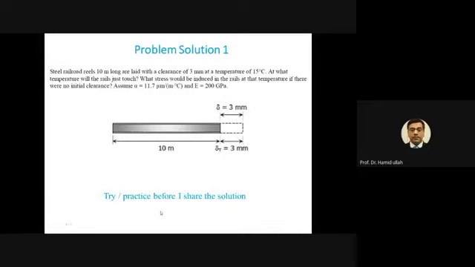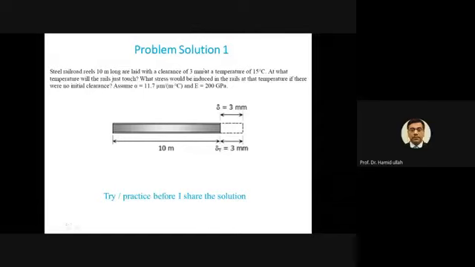These are things you will need in today's lecture. If you look into the first numerical, what is given? Steel railroad rails 10 meters long are laid with a clearance of 3 mm at a temperature of 15 degrees. So the initial temperature is 15 degrees, and the initial length is 10 meters. The 3 mm is the clearance.